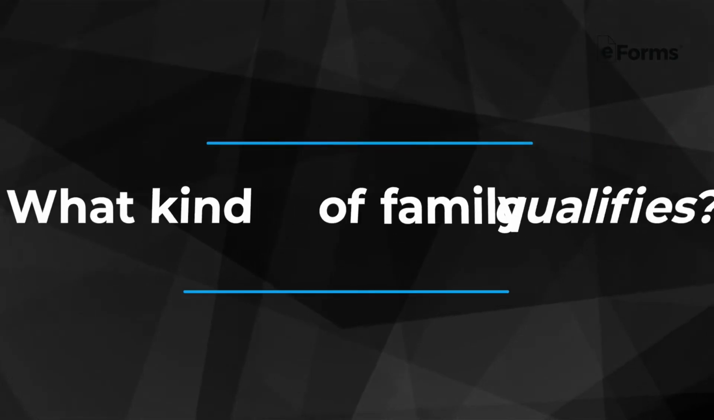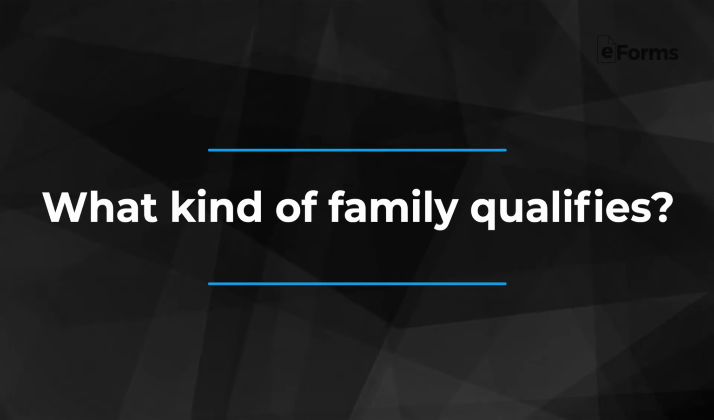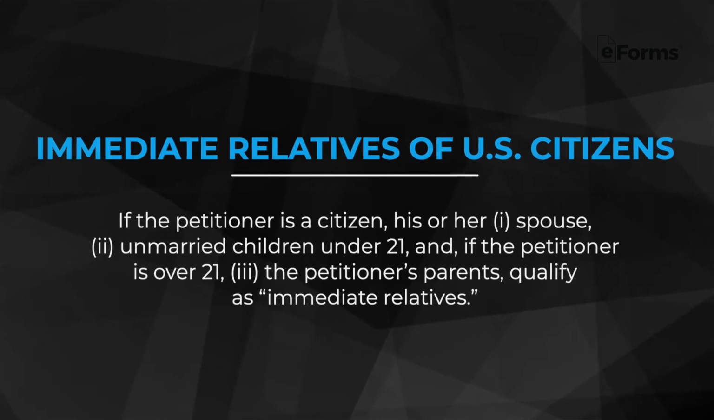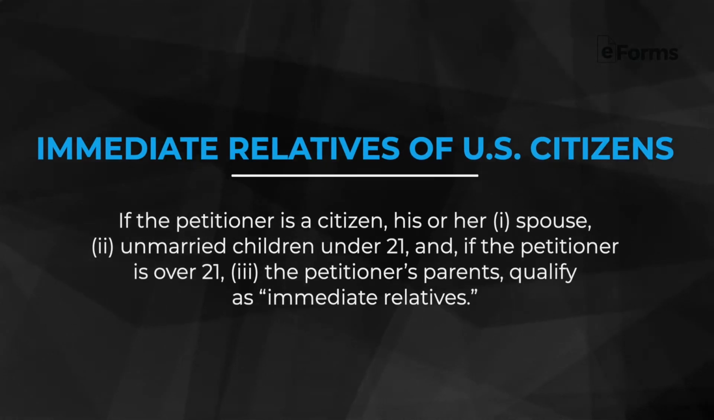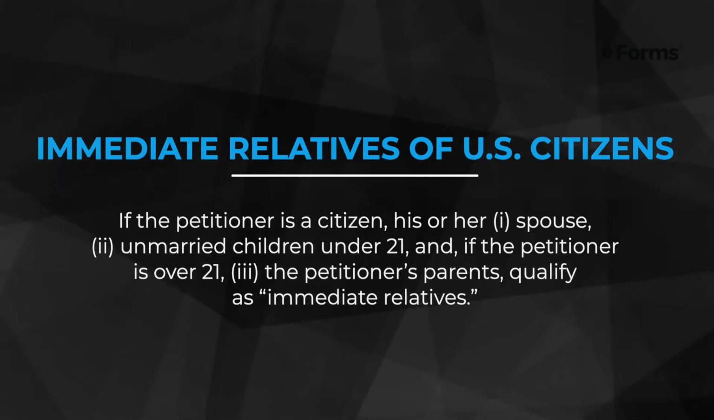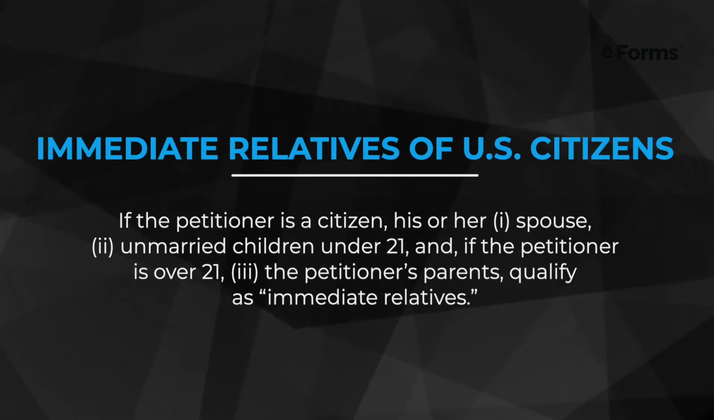You may be wondering, what kind of family qualifies? There are two categories of family-based green cards. The first are for immediate relatives of US citizens. If the petitioner is a citizen, his or her spouse, unmarried children under 21, and if the petitioner is over 21, the petitioner's parents qualify as immediate relatives.